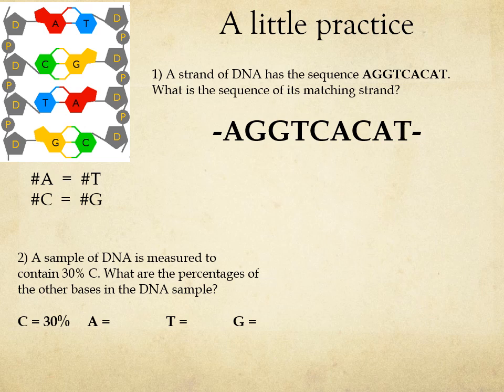And here's some practice questions from near the end of your notes. Let's take a look at this. It says a strand of DNA has the sequence AGG-TCA-CAT, and wants to know what is the sequence of its matching strand. So what would be on the other side across it?